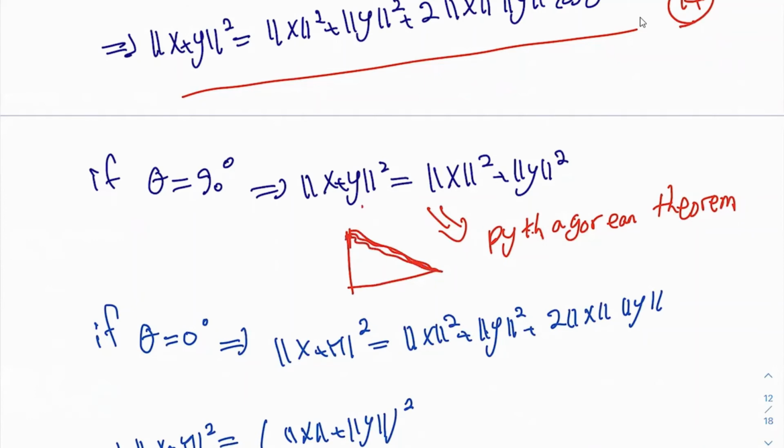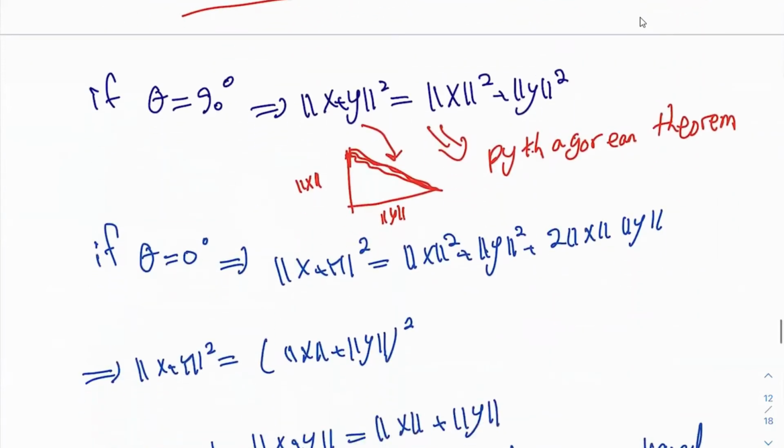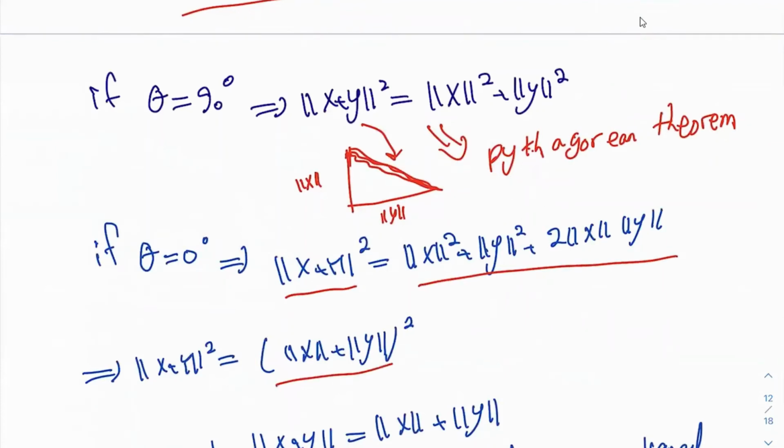In that case, this is this side, this is this side, this is this side. Anyway, the norm of x plus y squared is equal to the norm of x squared plus the norm of y squared. Okay. Now, what if theta is 0? What do we get? If theta is 0, then we get something very interesting. Cosine of theta is 1. So we get the norm of x plus y squared is equal to this. But this is nothing but the norm of x squared plus the norm of y squared, this one.